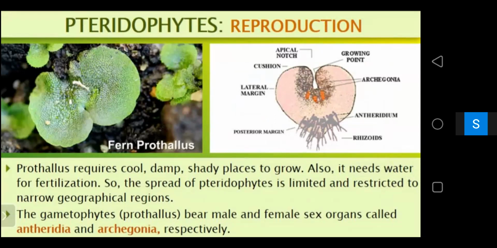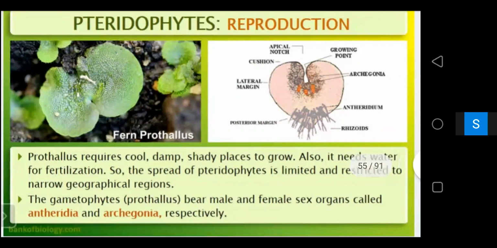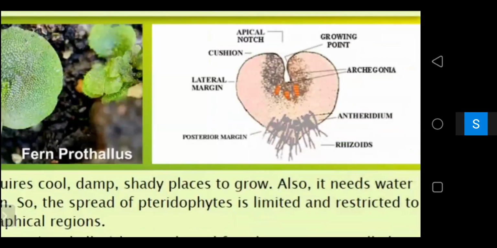Why is the spread of pteridophytes restricted to a narrow geographical region? Because they need water for fertilization. The gametophyte, that is the prothallus, bears male and female sex organs called antheridia and archegonia. You can see the antheridia and archegonia in the prothallus.